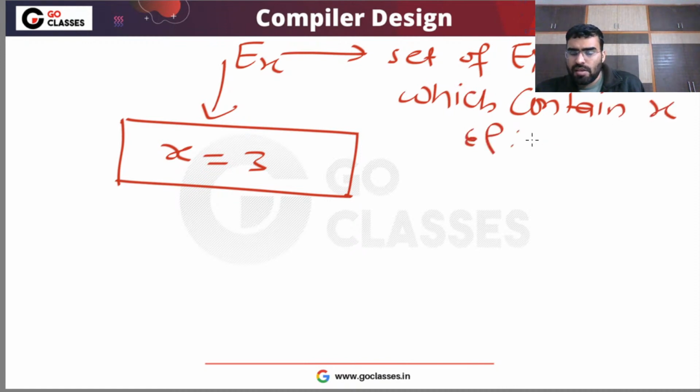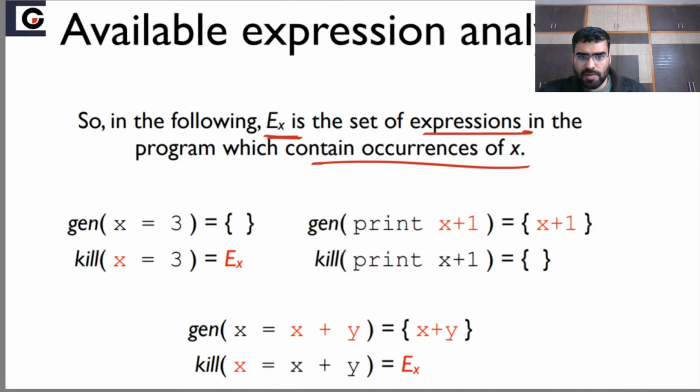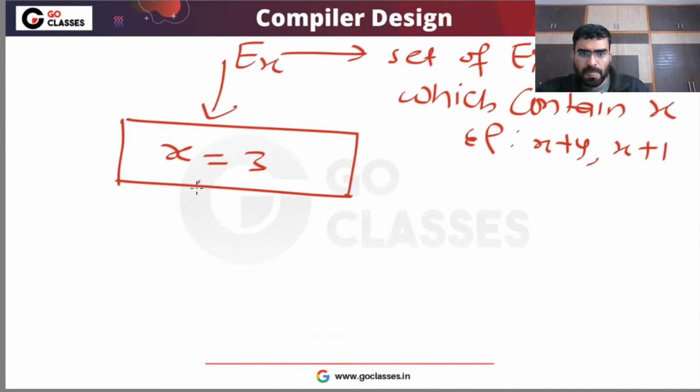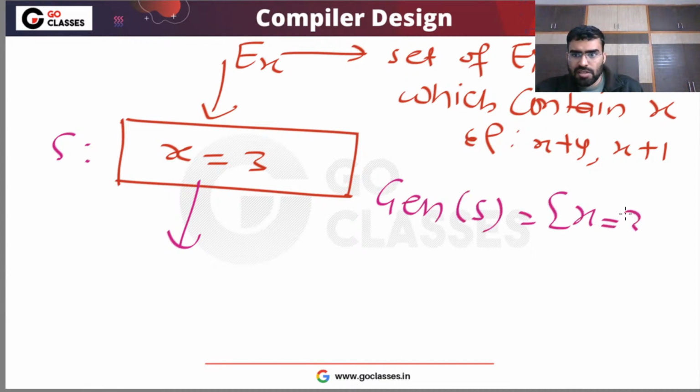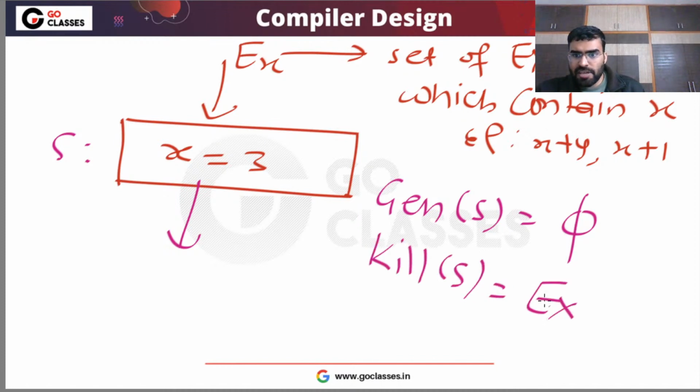For example, x plus y, x plus 1, something like this. So let's assume these are the expressions. Tell me what is generated by this and what is killed by this. What will this generate? Sorry, actually nothing will be generated, because this is not an expression. But what is killed? This Ex will be killed, all these things that contain x.